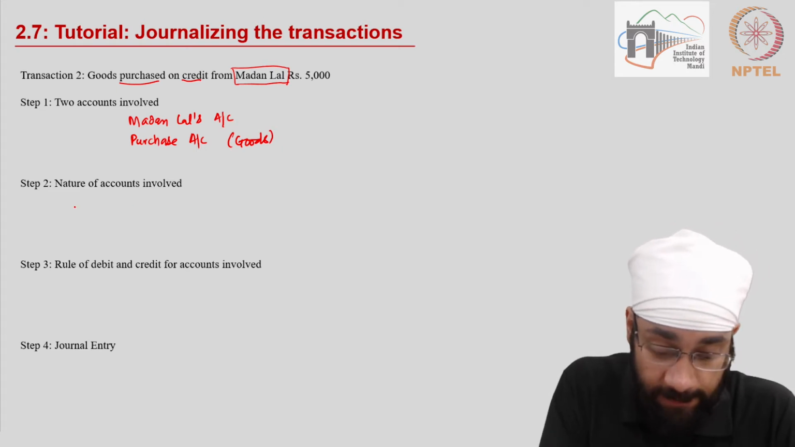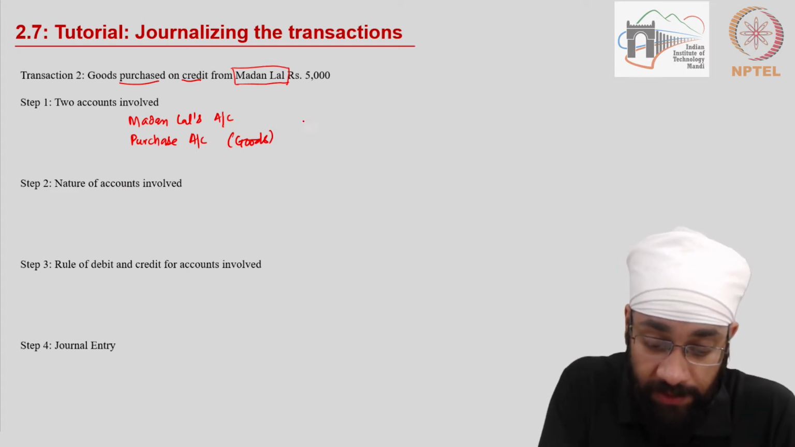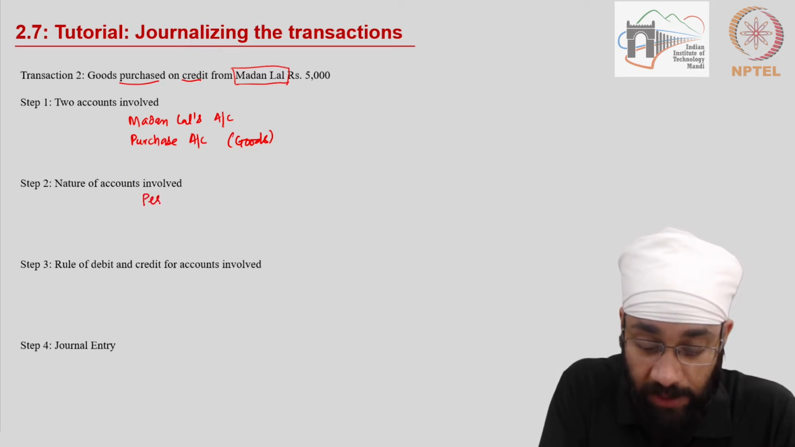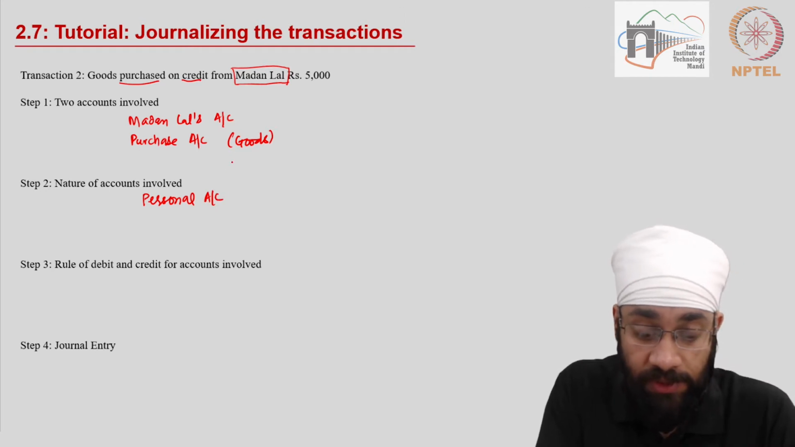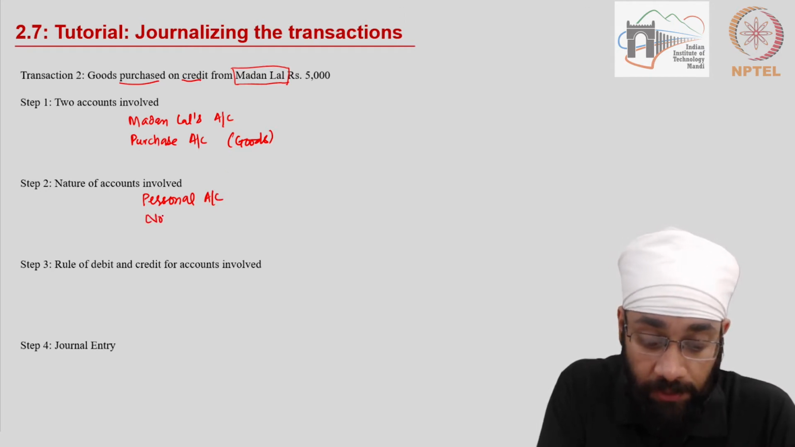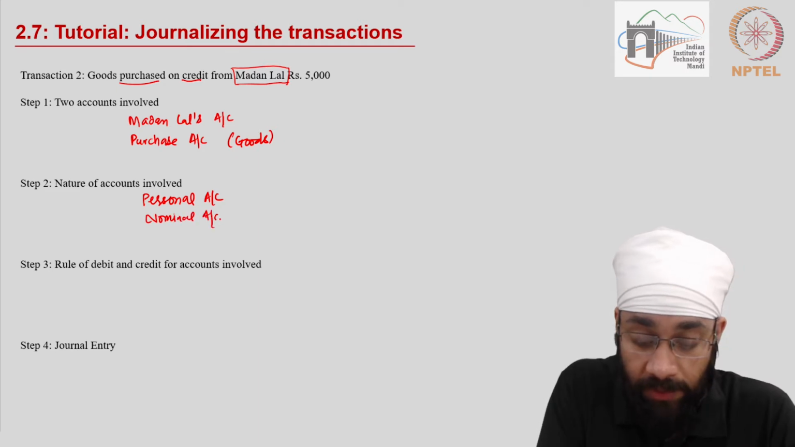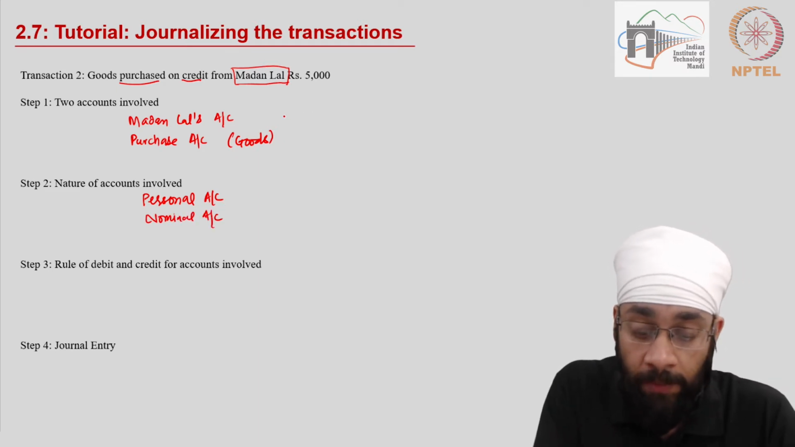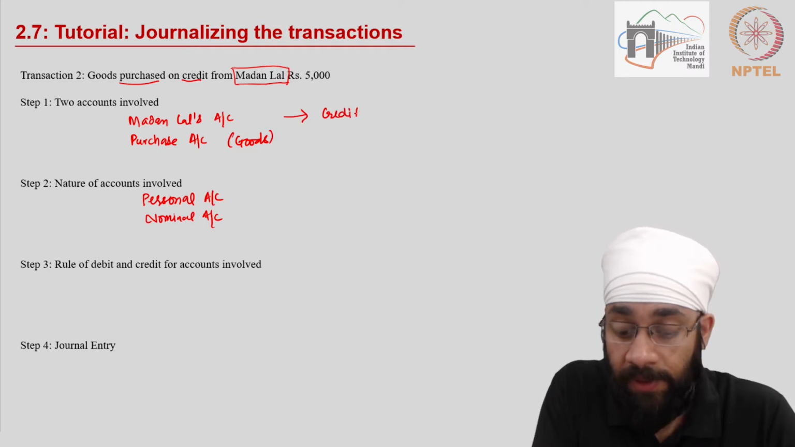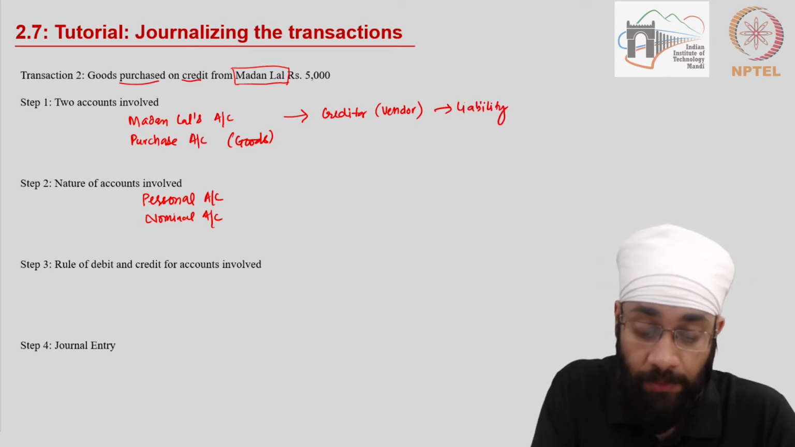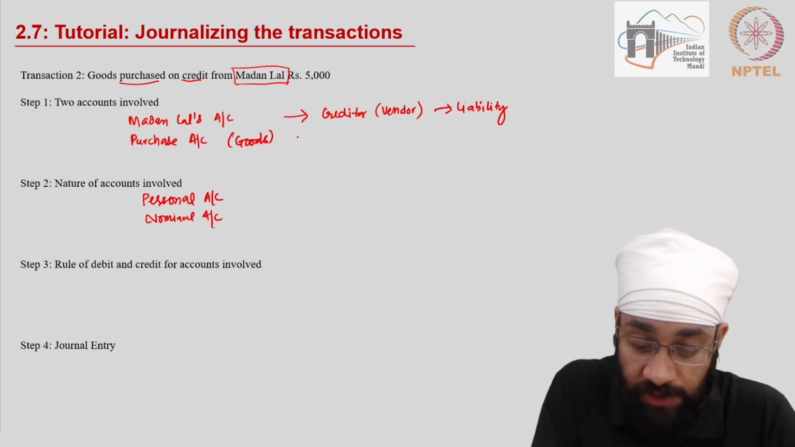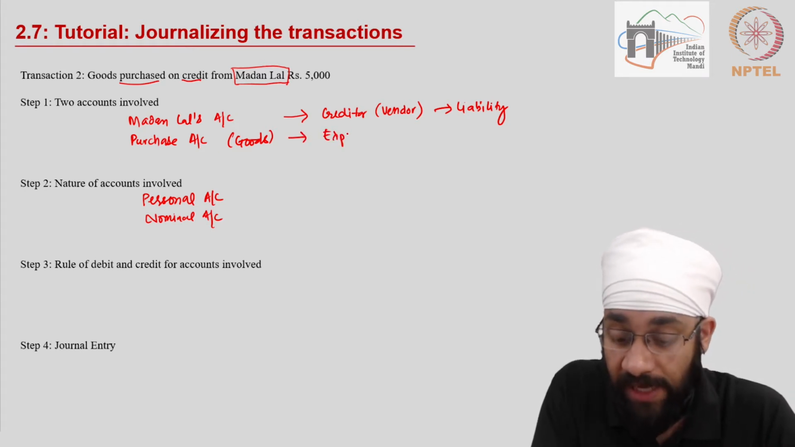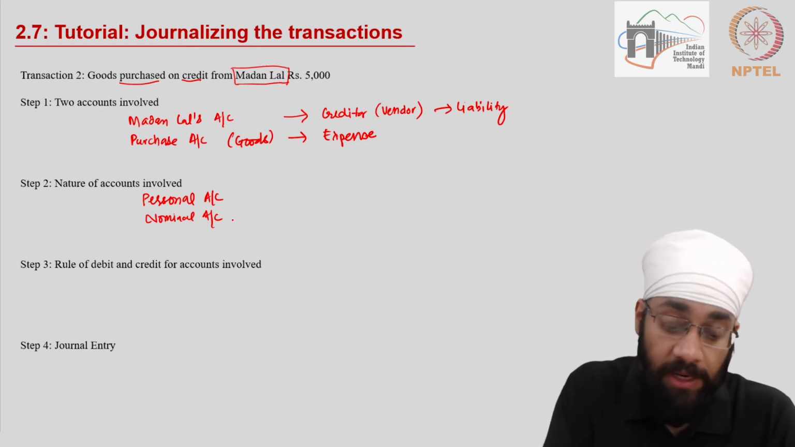All right. The nature of accounts involved. Madan Lal is a personal account. It's an individual personal account. The purchase account is a nominal account. Nominal account because this is an expense. Let me clarify a little bit. Madan Lal is the creditor. He is the supplier. He is the vendor to the business. So this is a liability. That's why I'm calling it a personal account. The purchase of goods is an expense as discussed earlier, expense item, and hence the nominal account.